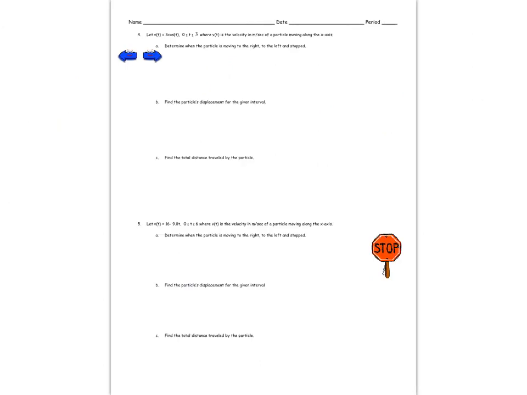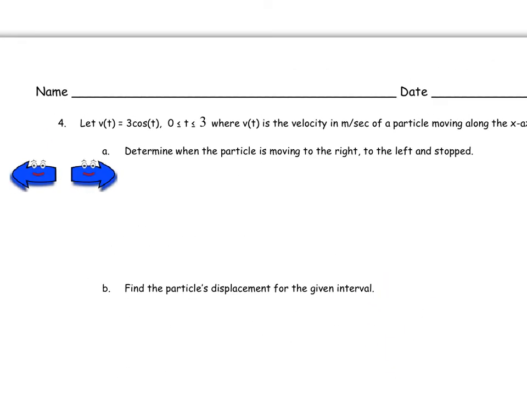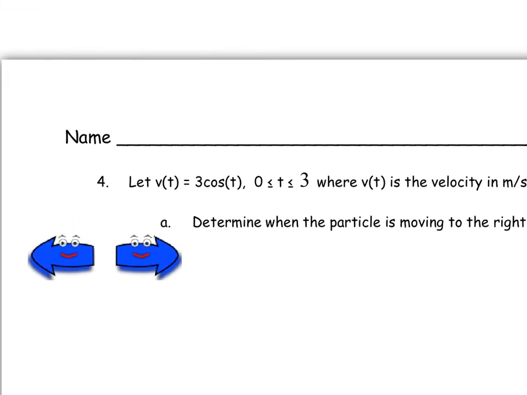All right, these two questions are pretty much the same questions, just different functions. So when is a particle moving right, left, and stopped? It's kind of a sign chart analysis here. We want to know when the velocity is positive, negative, or 0. And so it's moving right when the velocity is positive.